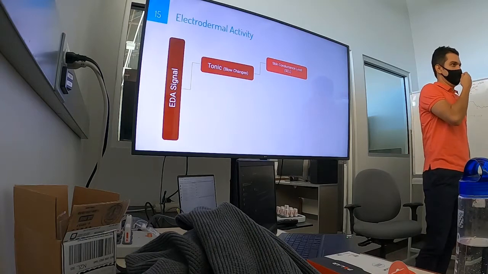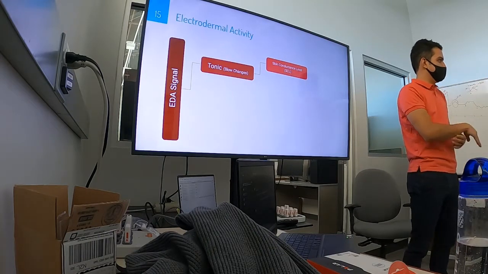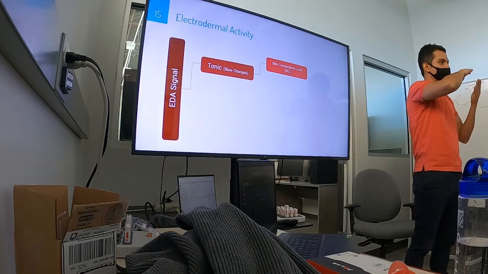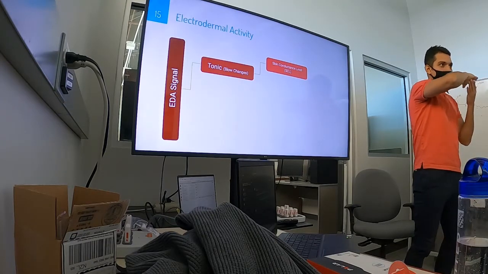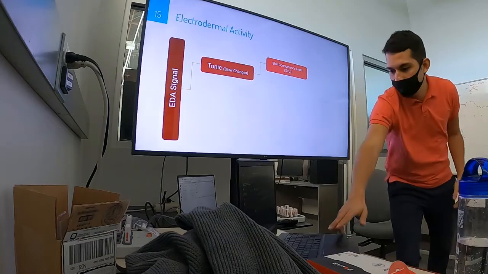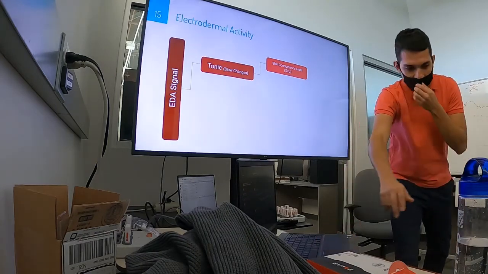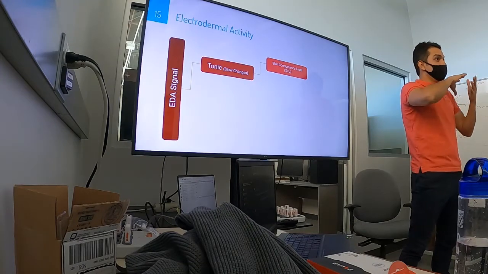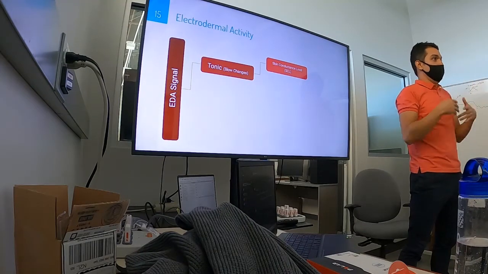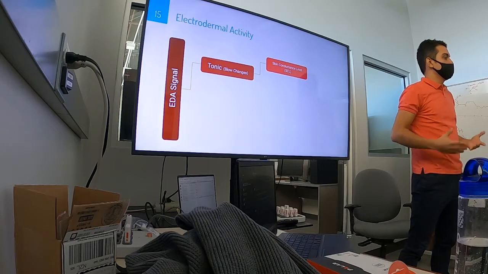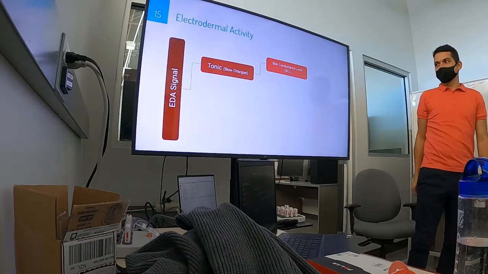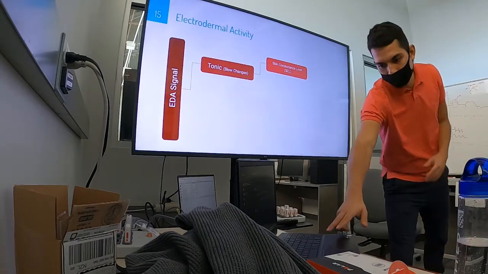Tonic, as we saw yesterday when we were recording Lara, is kind of like the base. It's not quite the baseline. It's more like the level of your conductance without any type of stimulus, without any type of response. That's what is called the skin conductance level. So slow changes, that's the tonic.